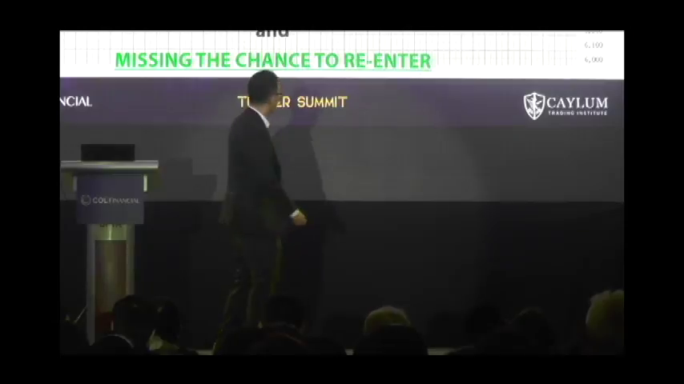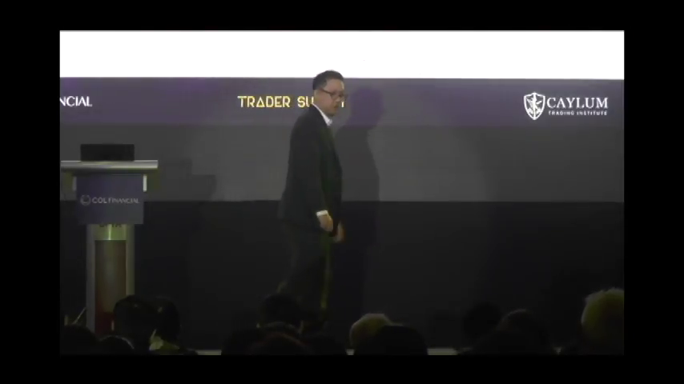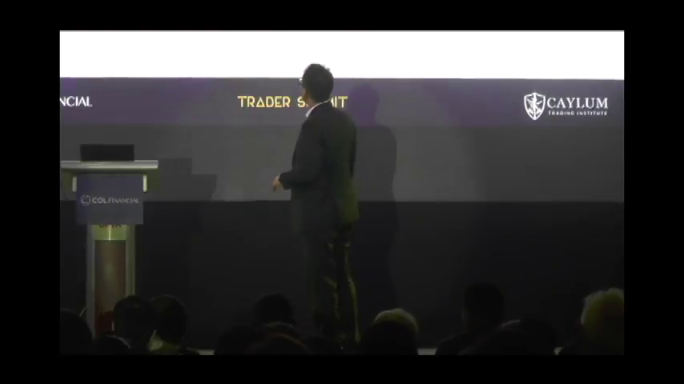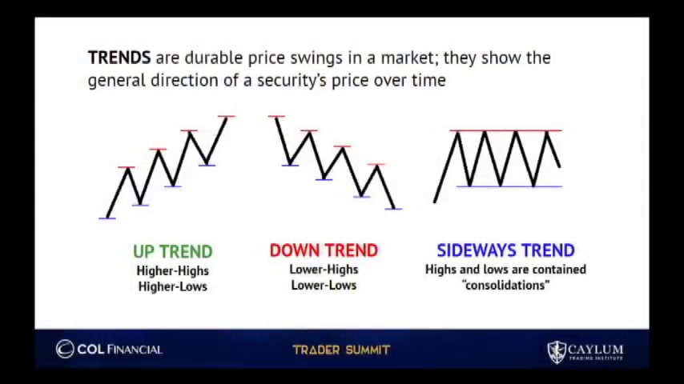But in order for us to do this, we need to start here. Trends. Trends are durable price swings in markets. They show the general direction of a security's price over time. So there are three forms of trends: up, down, and sideways.